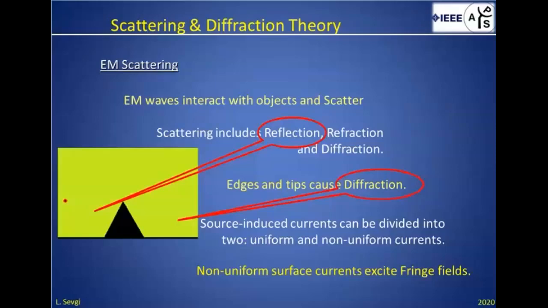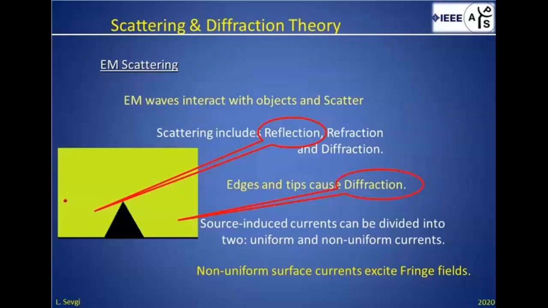As we will see in the next few slides, edges and tips cause diffraction. Edge means the interaction of two planes. The joint of two planes is called an edge. A tip is the geometrical point of the intersection of three planes. So sharp edges and tips, also smooth ones, cause diffraction, and we will see in the second part how we mathematically model them and how we numerically model and simulate them.